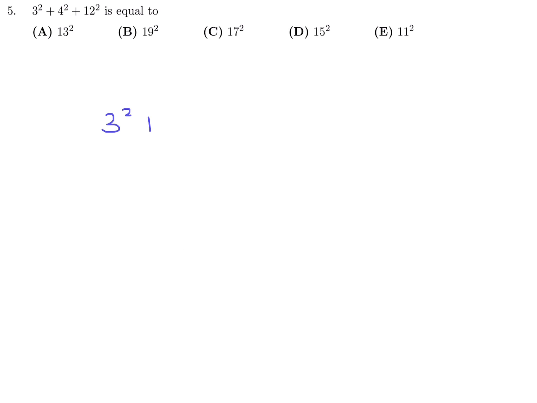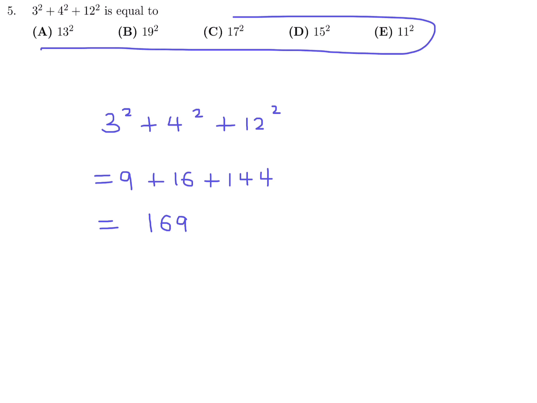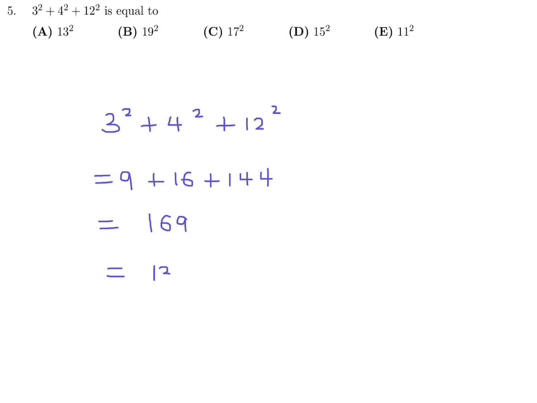3 squared plus 4 squared plus 12 squared is equal to 9 plus 16 plus 144, and if you add this all up, you get 169. Now they have answer choices in terms of squares, so 169 is equivalent to 13 squared, therefore that is the answer. So number 5, the answer is A.